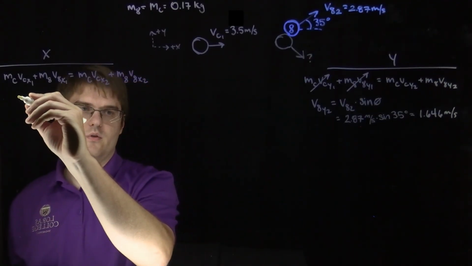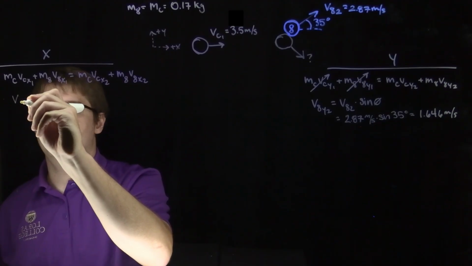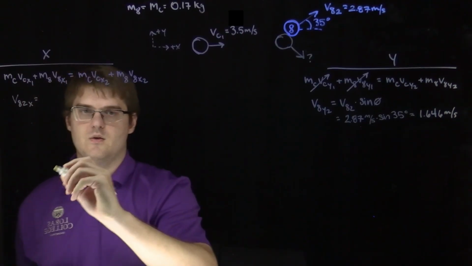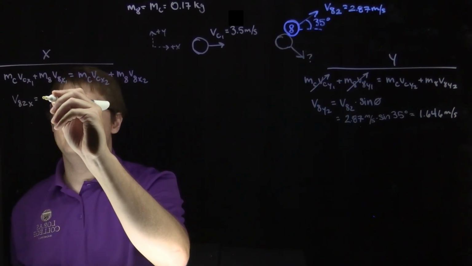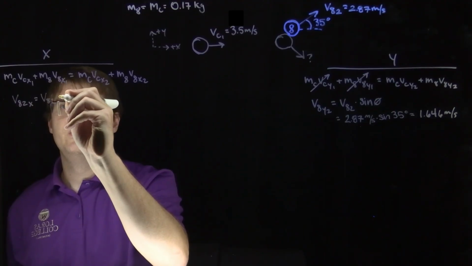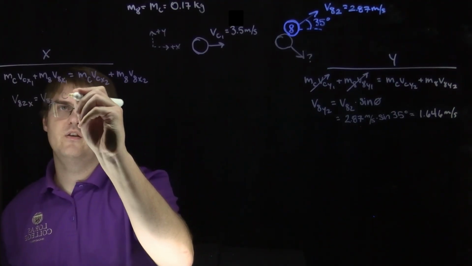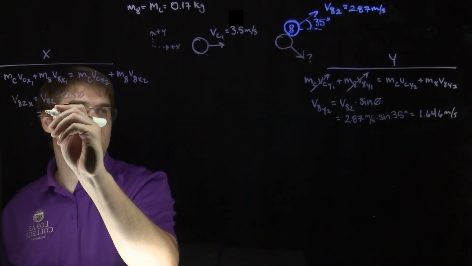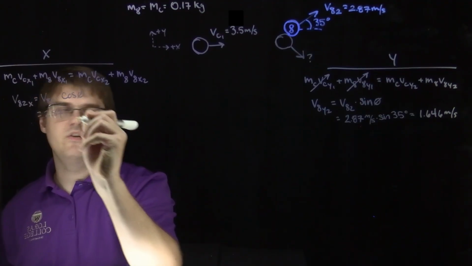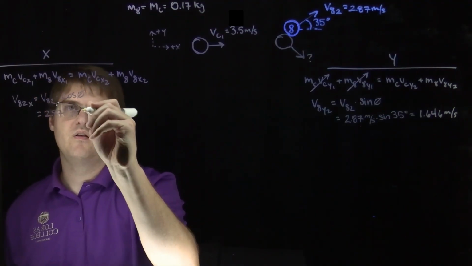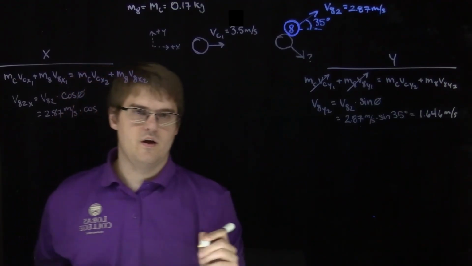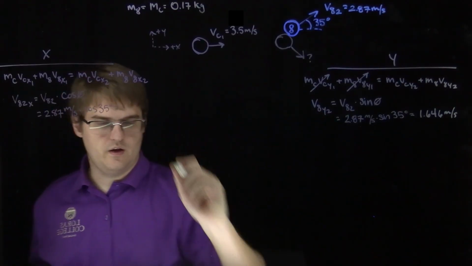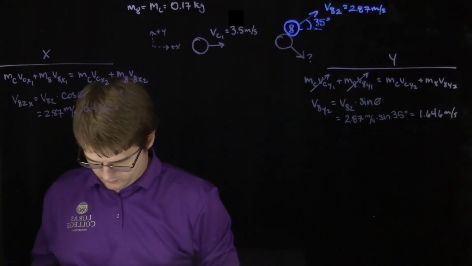And I will go over and do the same thing over here. Velocity of our 8-ball at time 2 in the x is going to be equal to our velocity of our 8-ball at time 2 times, well, if that was sine, this better be cosine of our angle. That is going to be 2.87 meters per second times the cosine of 35 degrees.